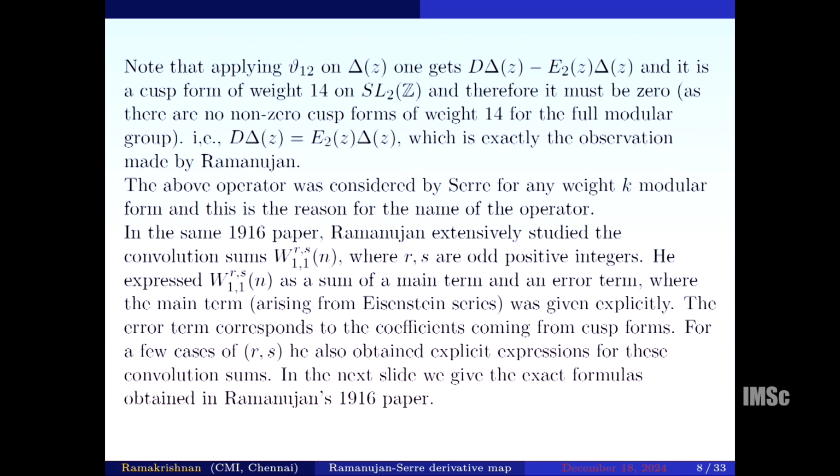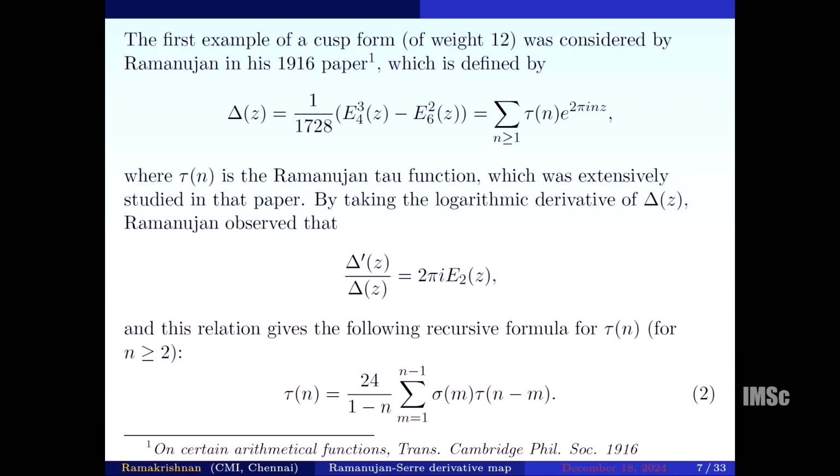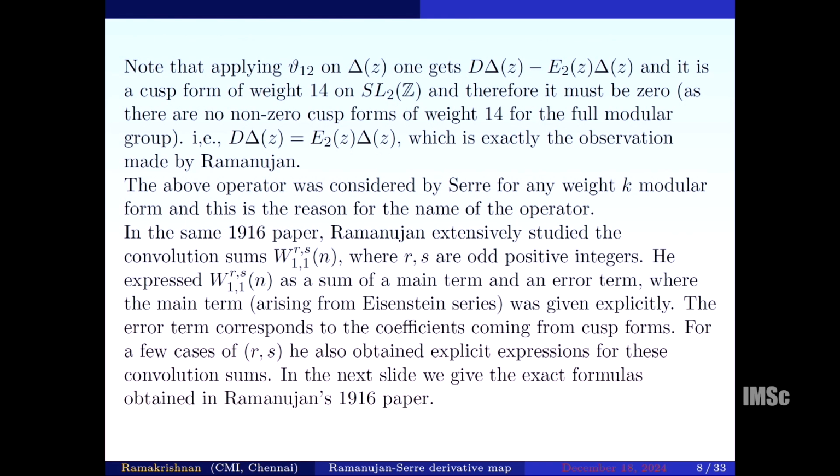Note that by applying the theta 12 operator on delta, we have D delta of z minus E2 delta, which is a cusp form of weight 14. But there is no non-zero cusp form of weight 14, and therefore it should be 0. Therefore, D delta of z is E2 of z times delta, which is exactly the observation in the previous slide. The above operator was considered by Serre for any weight k modular form, and this is the reason for the name of the operator.